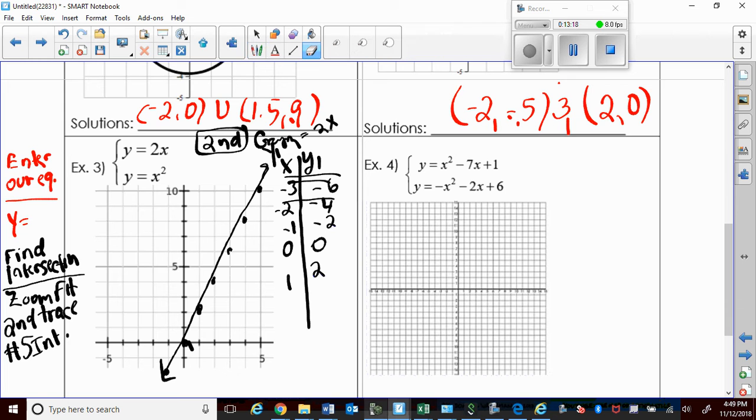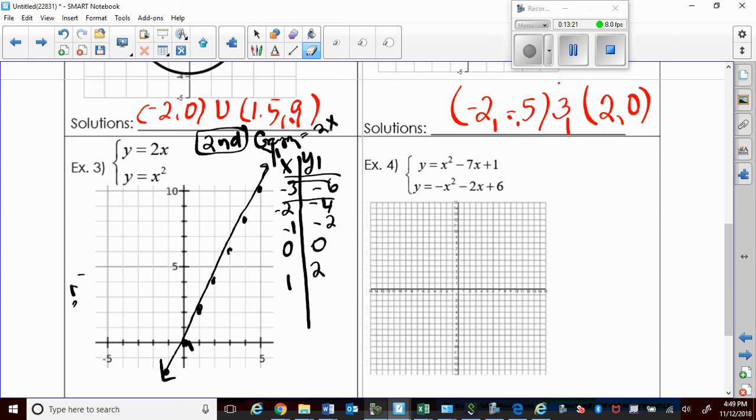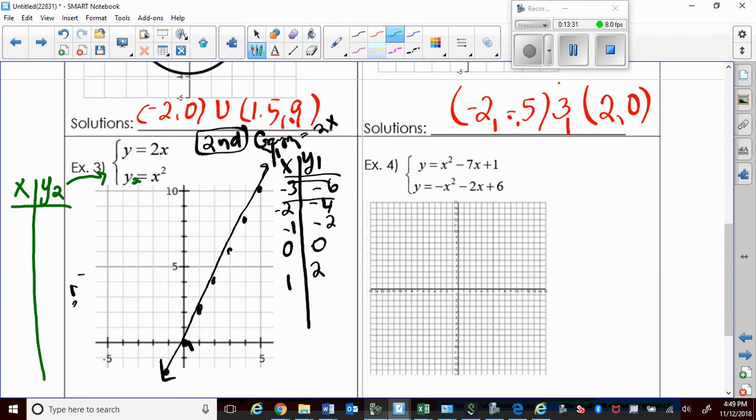My second table. So I'm going to erase this over here and do my second table. It's going to consist of x and y2. So y2 is this equation here. Okay? So I have -3, 9, -2, 4, -1, 1, 0, 0, 1, 1, 2, 4, and 3, 9. So I'm just going to go through and try to graph these.